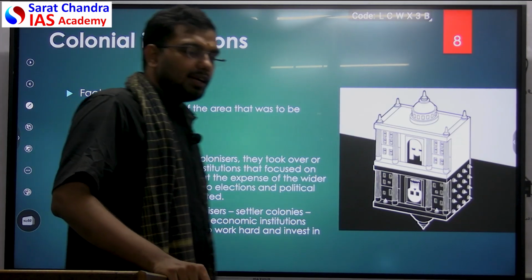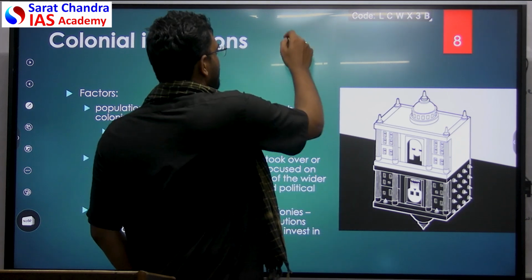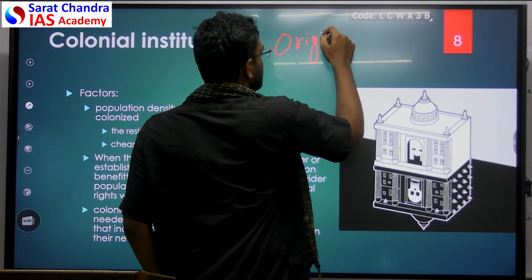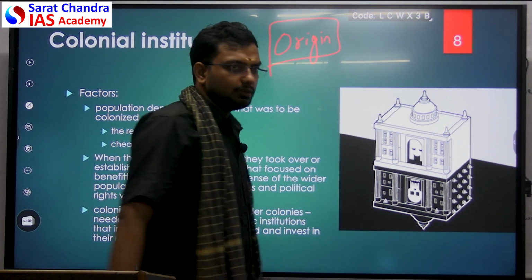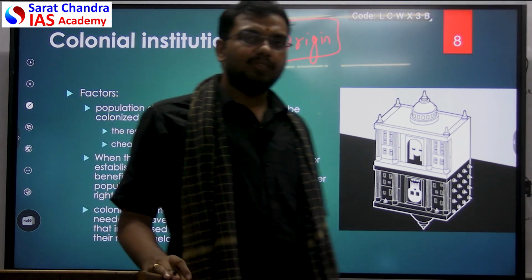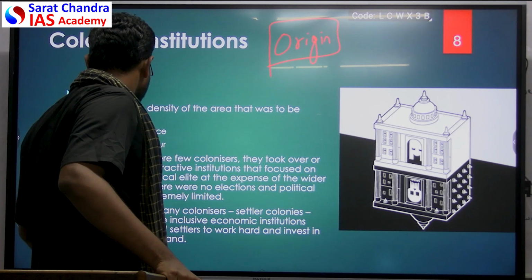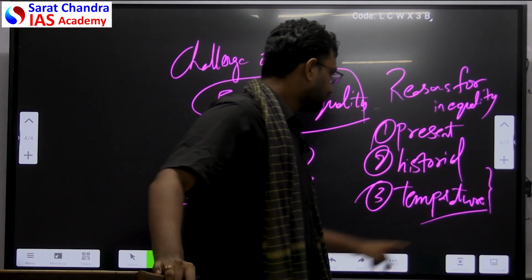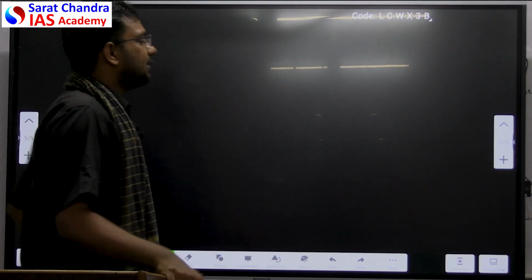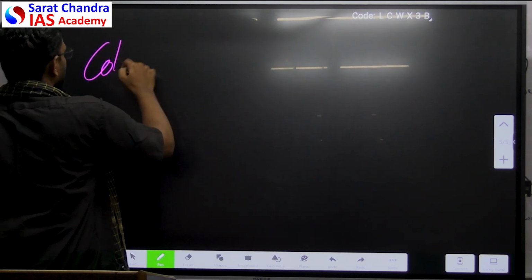Another factor that they wanted to study is origin. So why do certain countries have inclusive institutions and why do certain countries have extractive institutions? So what they have done is, they went into the research and they have understood the reason is the colonial history.